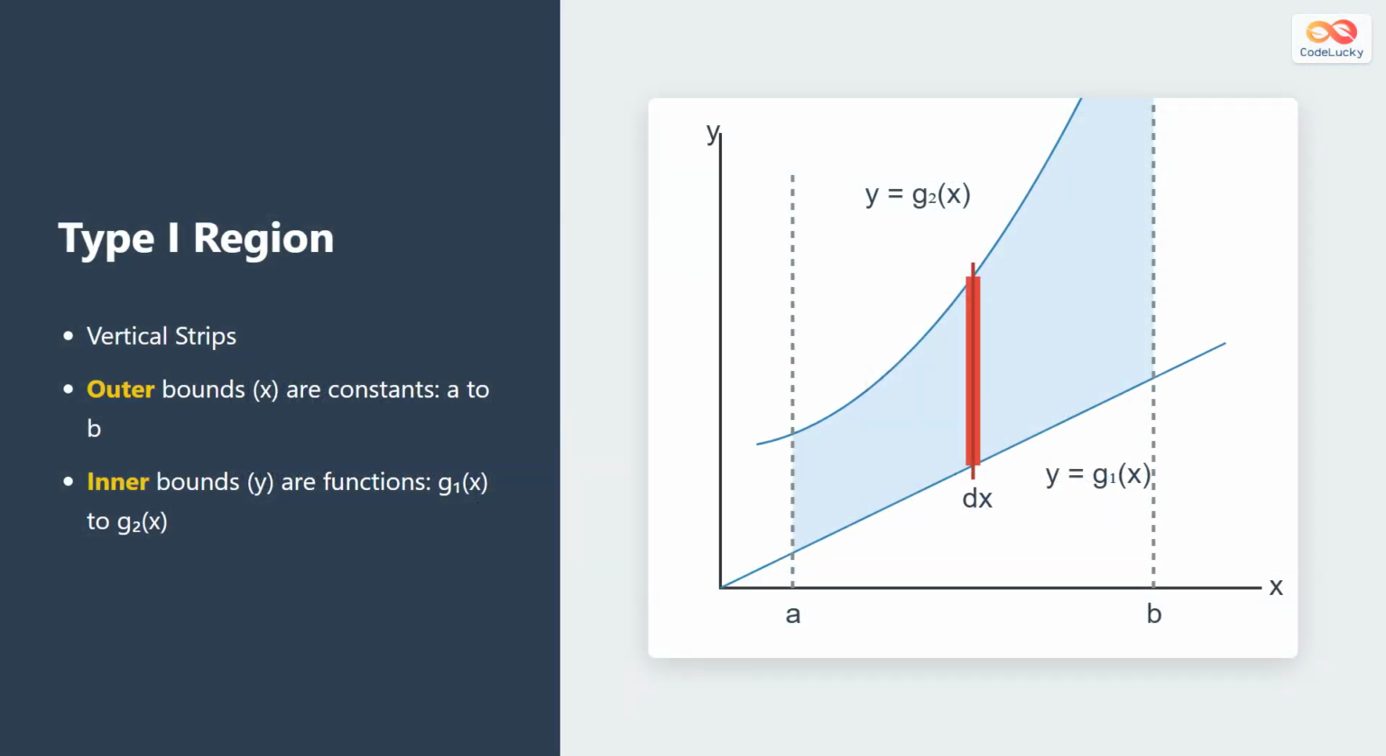A type 1 region is characterized by vertical strips. Here, the outer bounds for x are constants, ranging from a to b. The inner bounds for y are functions of x, going from a bottom curve g1 of x to a top curve g2 of x.